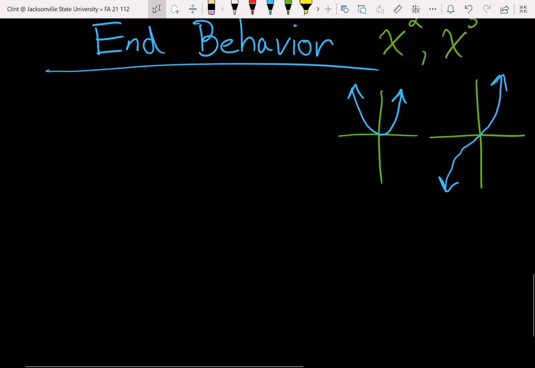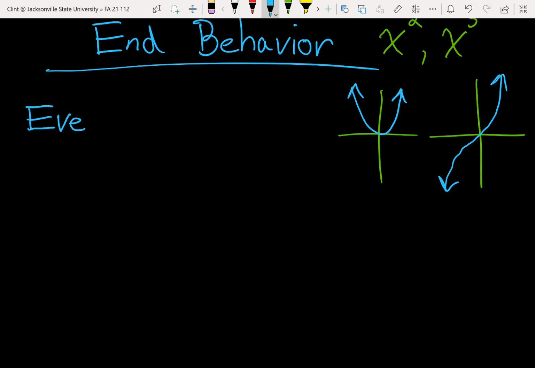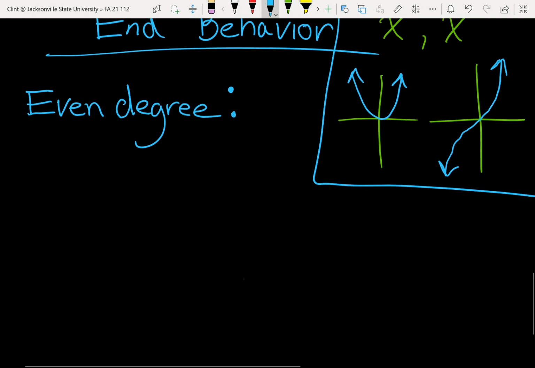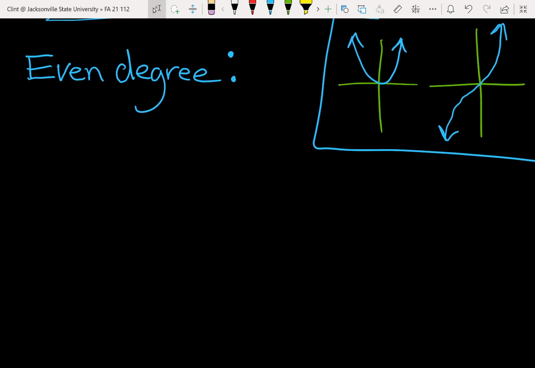And so we've got 2 cases. Case 1 is if we have an even degree polynomial. I'll just put this off over by itself. So that's like our leading term is x squared, x to the fourth, x to the sixth, right? Any even number for our biggest exponent.